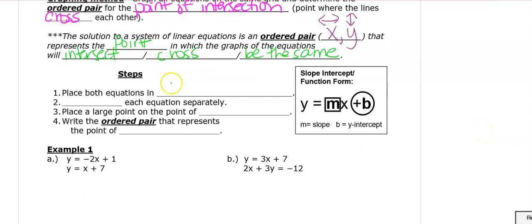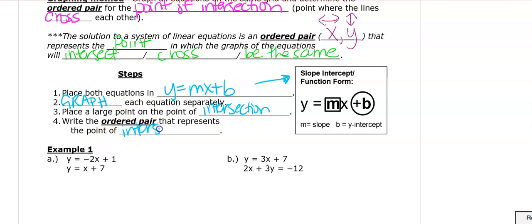What you have to do first is place both equations in y = mx + b slope-intercept form, which I have right over here for you. Then you're going to graph each equation separately, one at a time. This is where I always have students get a map pencil so they can graph one in color and then graph one in pencil. Or online, that's real easy to do. Just get 2 colored pens. You're going to place a large point at the point of intersection. Notice we've already said it like 3 times. Write the ordered pair that represents the point of intersection.